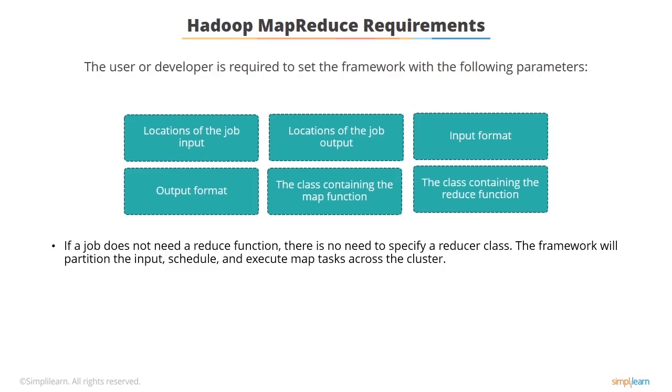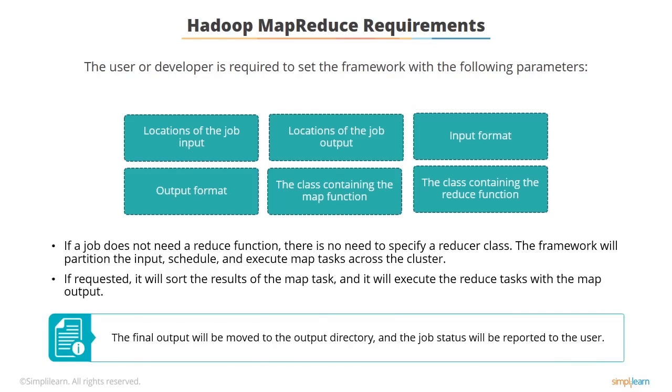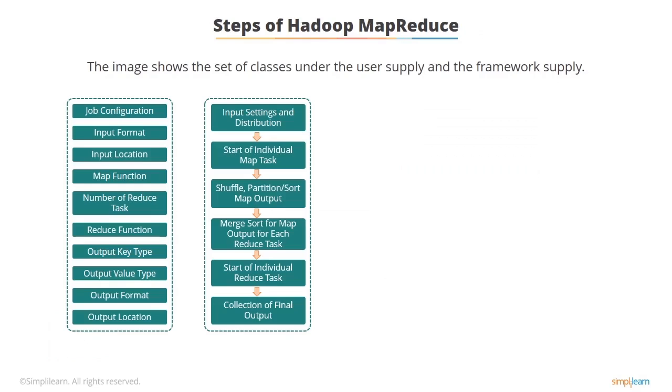The framework will partition the input, schedule, and execute map tasks across the cluster. If requested, it will sort the results of the map task, and it will execute the reduce tasks with the map output. The final output will be moved to the output directory, and the job status will be reported to the user. The image shows the set of classes under the user supply and framework supply. User supply refers to the set of Java classes and methods provided to a Java developer for developing Hadoop MapReduce applications. Framework supply refers to defining the workflow of a job, which is followed by all Hadoop services.